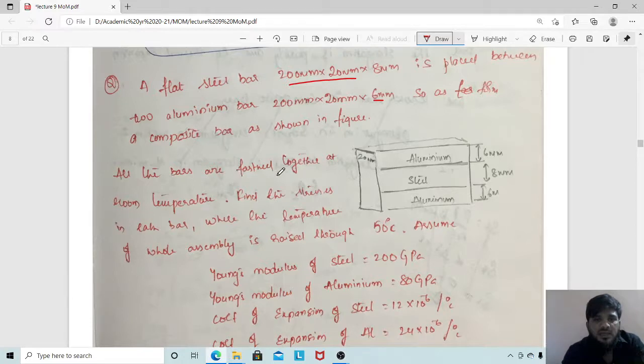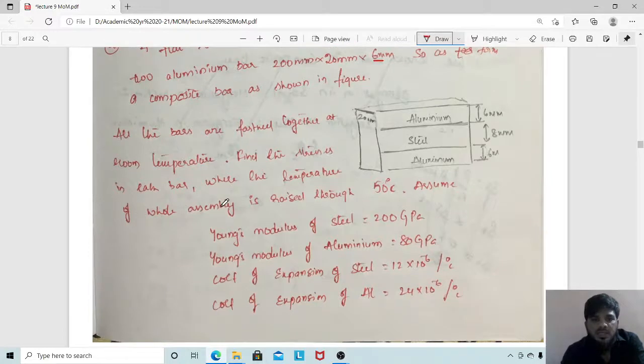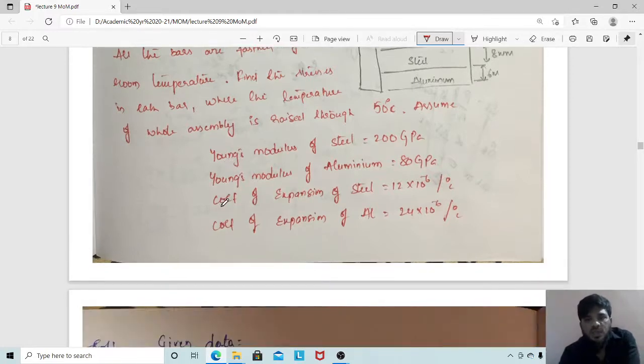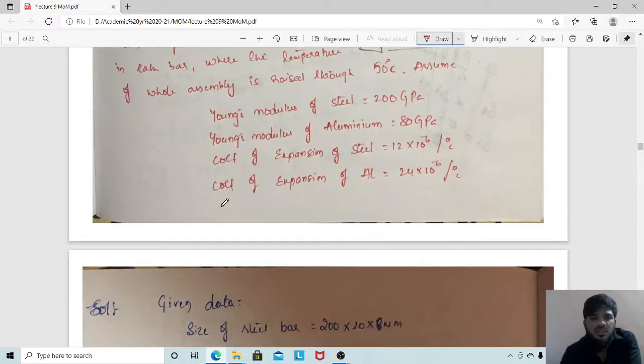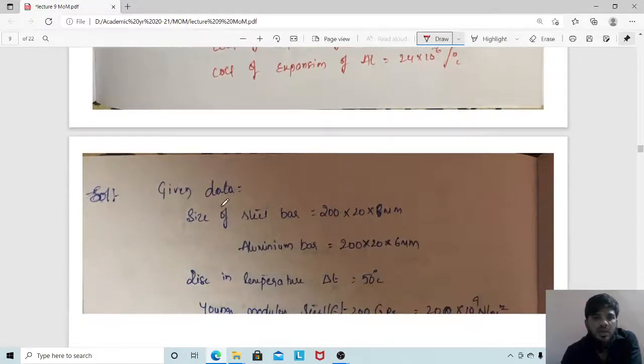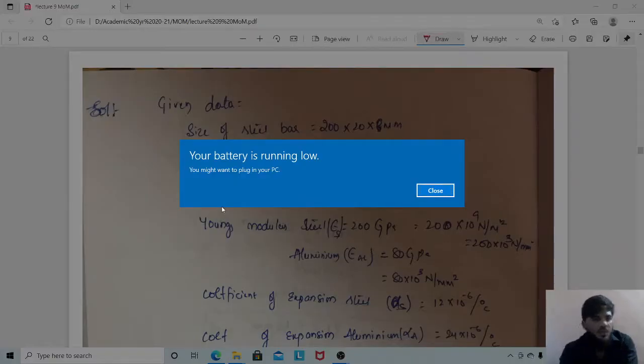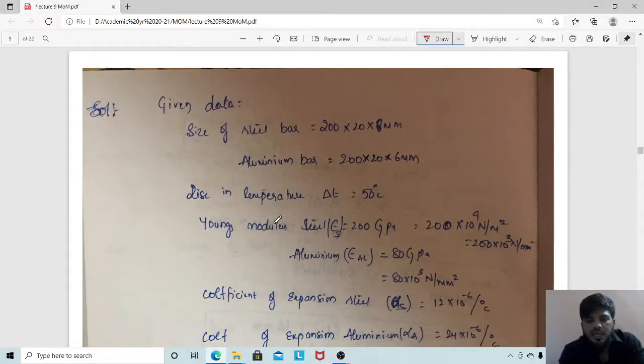Okay, all the bars are fastened together at room temperature. So they are kept initially at room temperature. Find the stresses in each bar when the temperature of the whole assembly is raised to 50 degrees centigrade. Assume the Young's modulus of steel and aluminum are given, and the coefficients of expansion of steel and aluminum are given. So the first thing we have to see is, what is this case? This case is purely a composite bar case, correct? Composite bar case with thermal expansion.